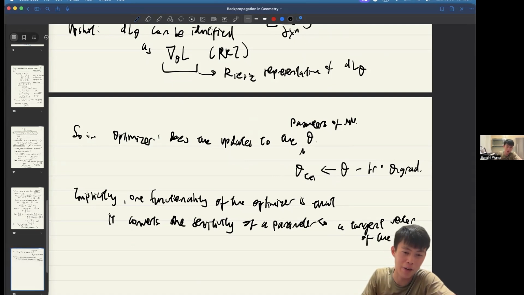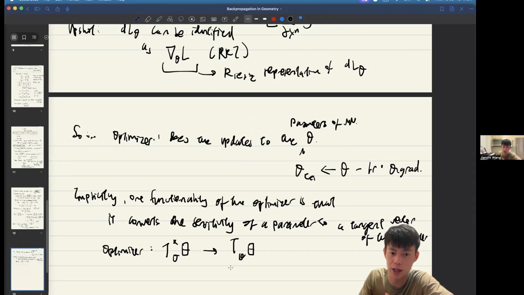Sorry, my handwriting is getting atrocious at this point, but what I meant to say is that the optimizer, in math form, you should think about it as something that converts a covector into a tangent vector.